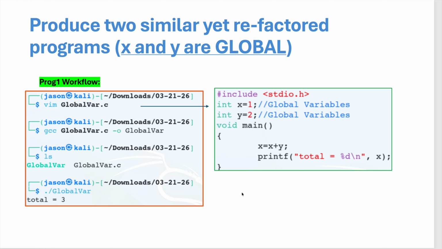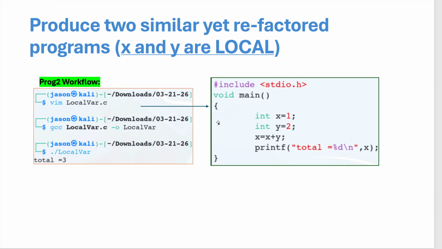So this could be one refactored program in which you have the X and Y presented here as global variables, which means they are available to everyone that is utilizing anything in this program. In this way, I just call it global var.c. And here we are with local variables.